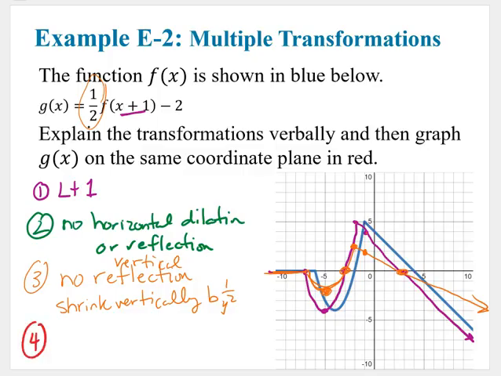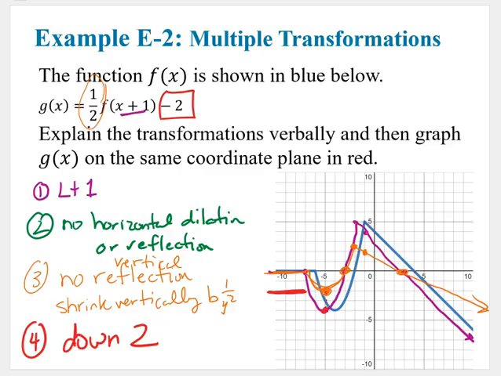So last thing I need to do is any up or down. So notice I do have down 2. I have that vertical translation, down 2 units. So I'm going to take each of the points that are here and move the whole thing down 2. So this horizontal line is now going to get moved down 2. And then this point that was at 2 is now going to get moved down to 4.